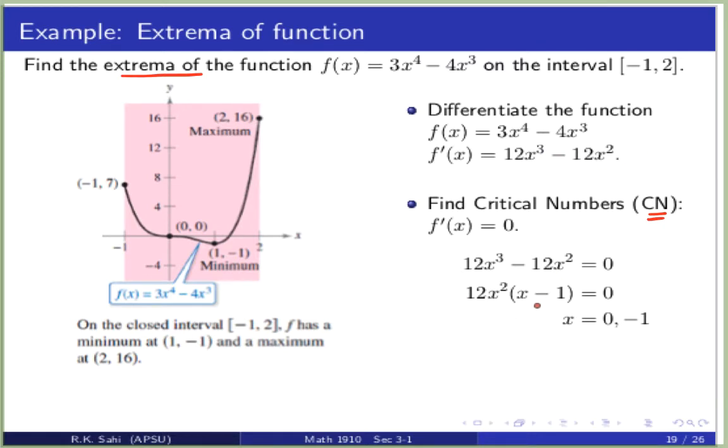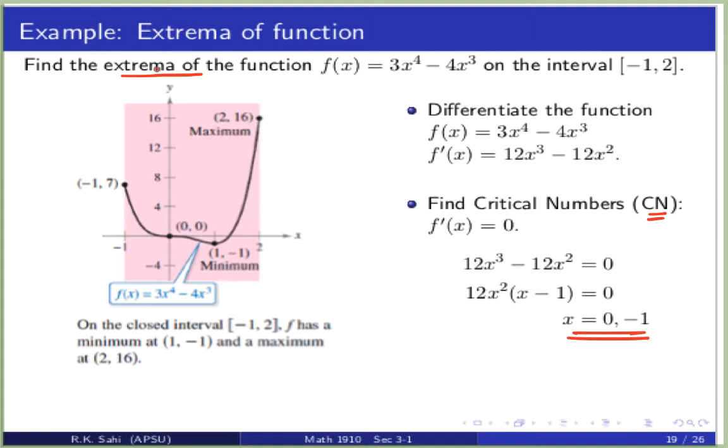Take the 12x squared out, you're left with x minus 1. So what you notice is you have 2 critical numbers, 0 and -1. Now from the graph, we see this is a critical number and -1. And here we also see it's a little valley. But we don't see anything happening at 0 from the graph. It's just a little flat, you see.